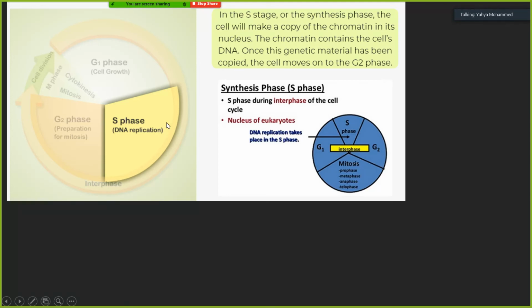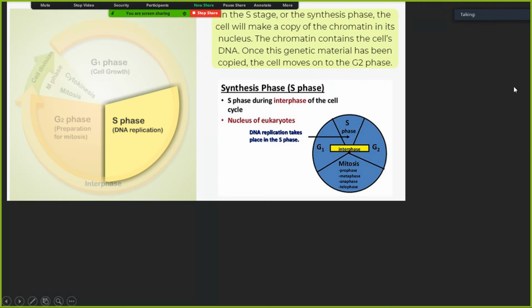But what the cell needs to do is copy the DNA and form double copies, right? So Anas, why do you think we need to form two copies of everything during the S phase? Why is DNA replication important? Why do the DNA strands need to make copies of each other? Anas, what do you think?